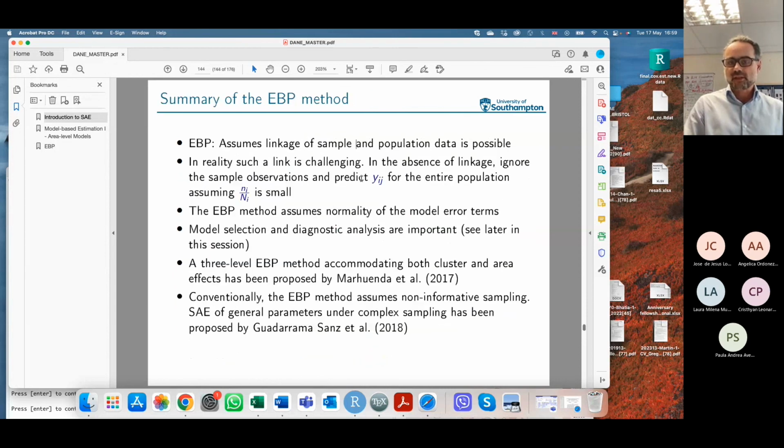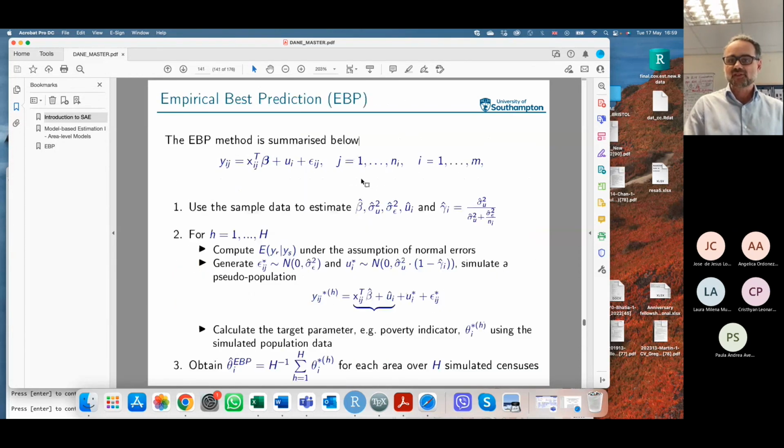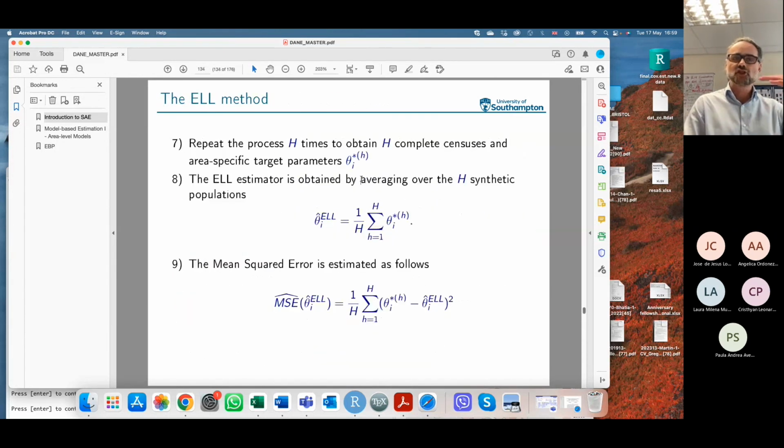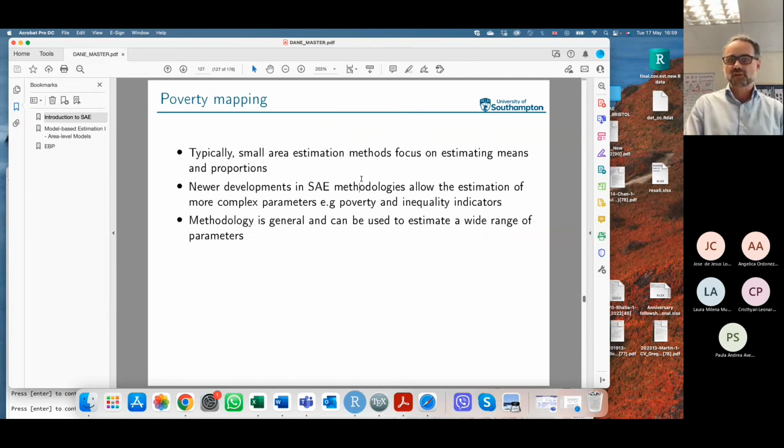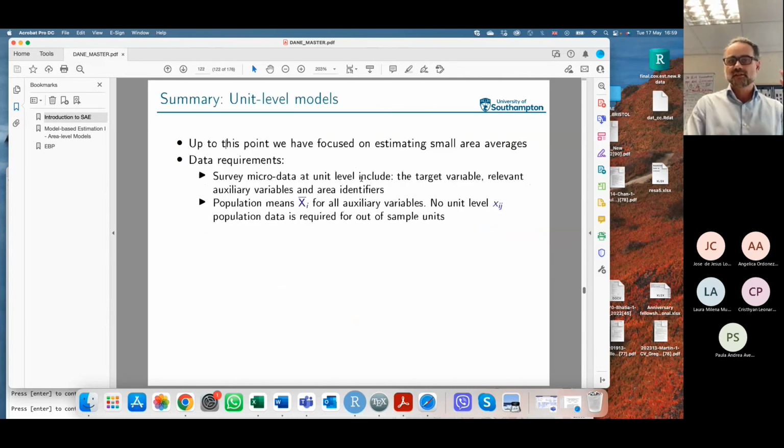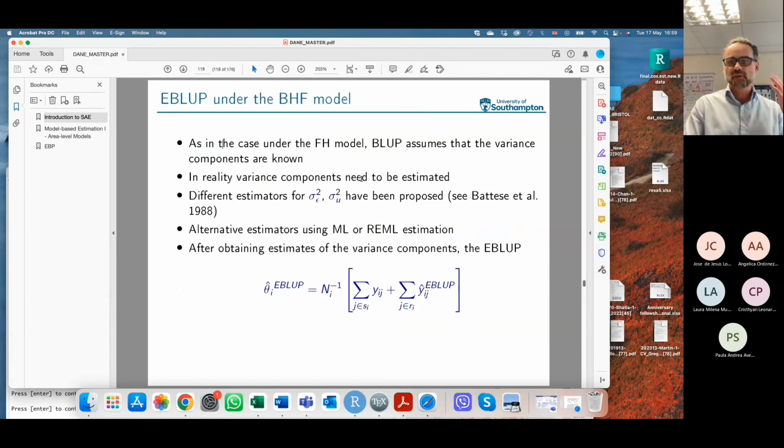But all of these methods are based on the standard unit level mixed effects model that was originally defined by the Battese-Harter-Fuller model. So understanding the basics of the Battese-Harter-Fuller model is really essential in order to move forward to the poverty mapping methods.